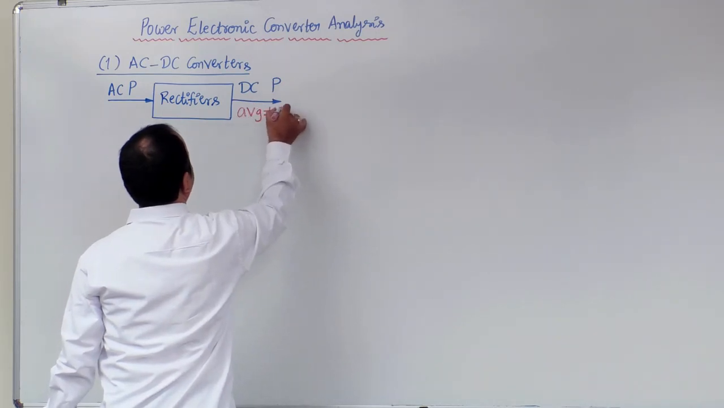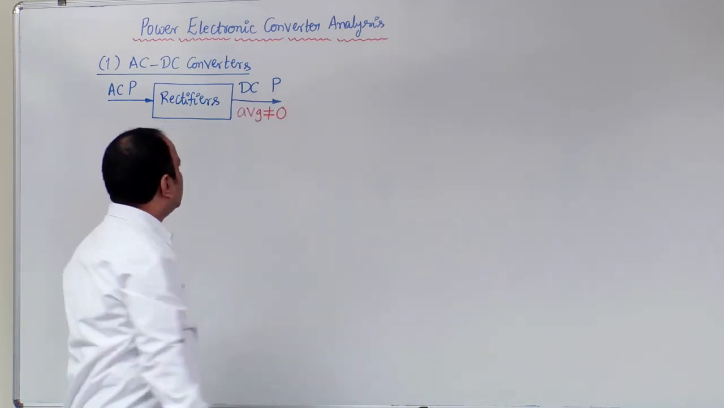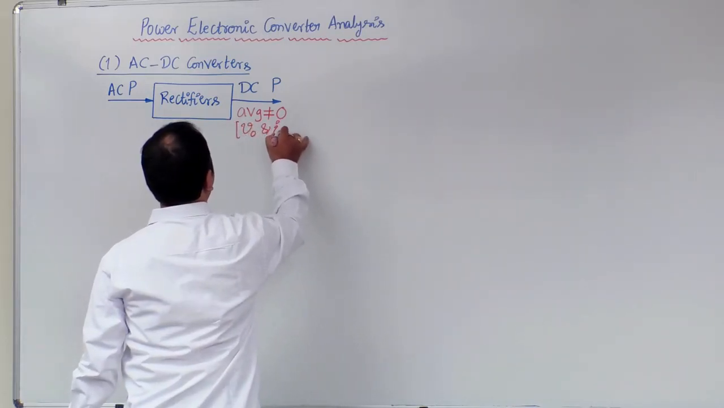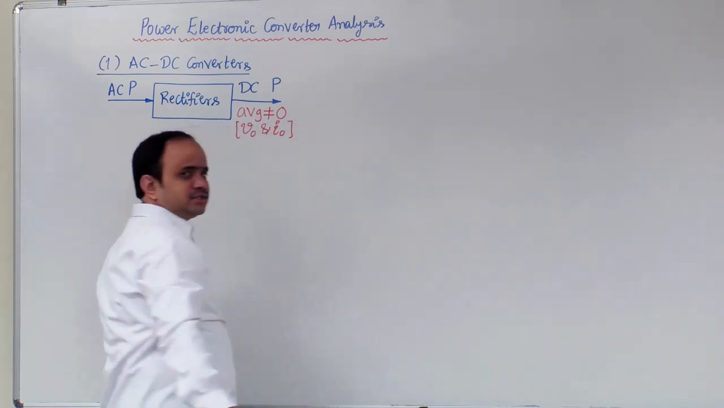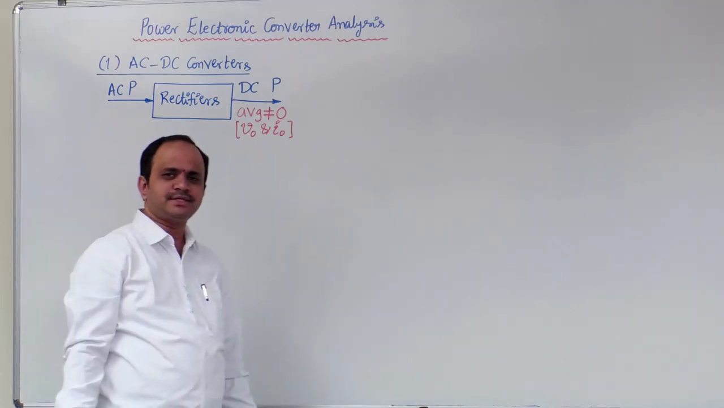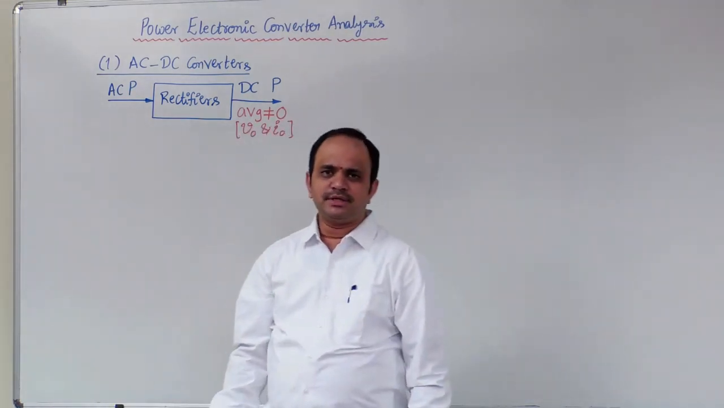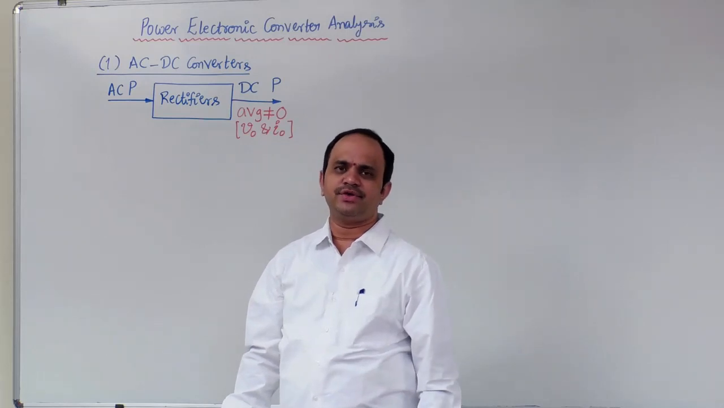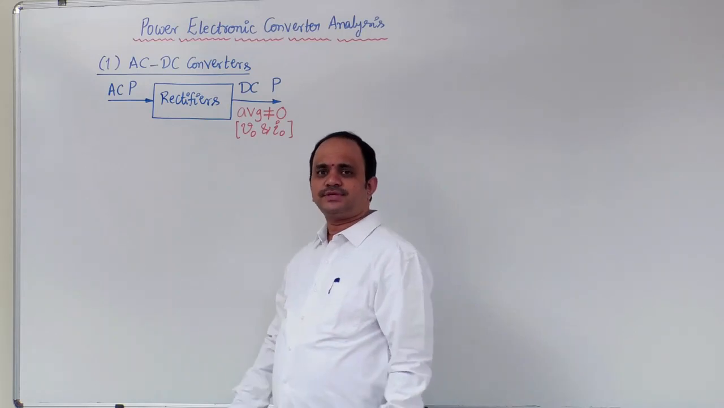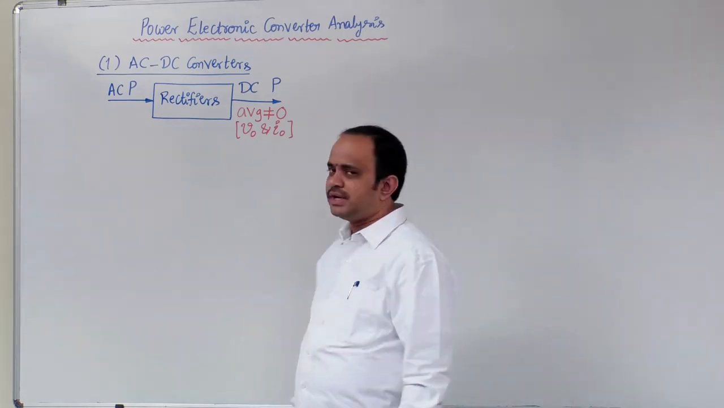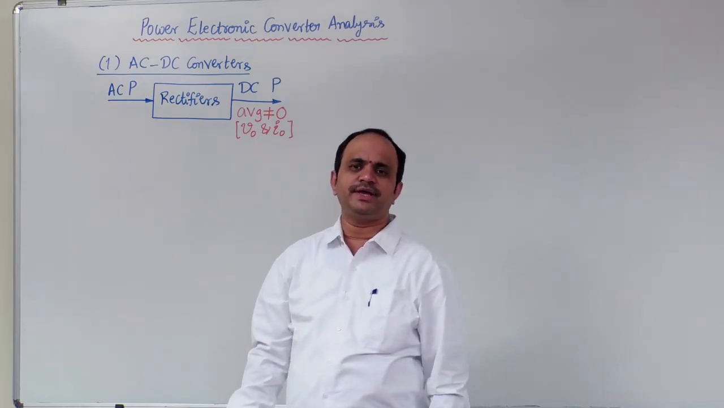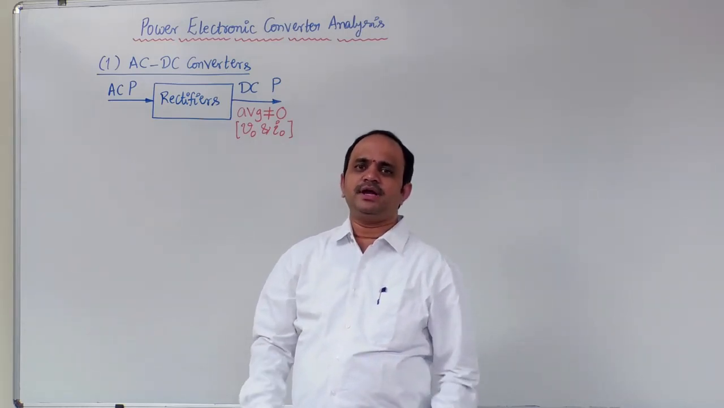That means the average value of the output voltage and current waveforms is non-zero, or a finite value. If you look into the Fourier series analysis, the A0 by 2 term is a finite value, which is also called the DC component or average value. So rectifier is the first category. It converts AC power to DC power whose average values of output voltage and current are finite values.